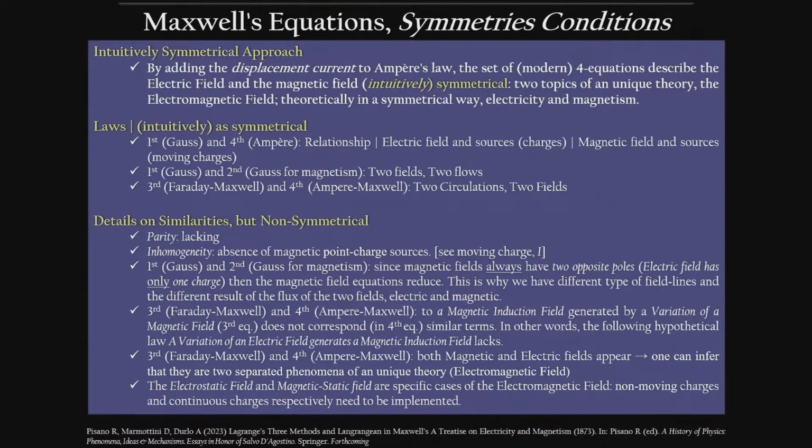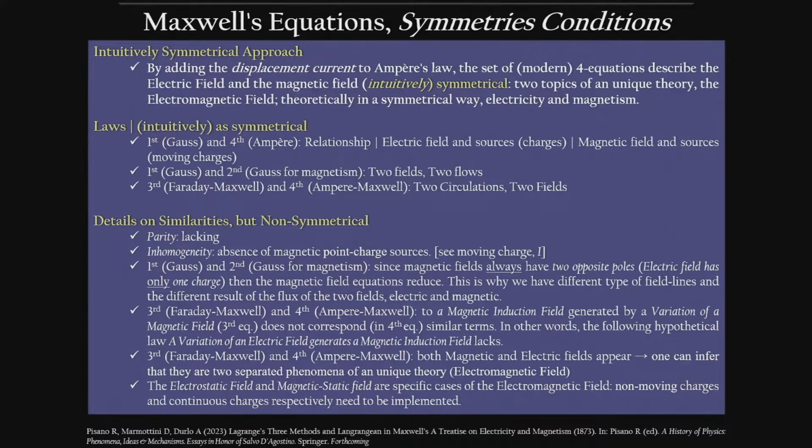First of all, the first Gauss and the third Ampere relationship: electric field and source, magnetic field and the source, moving charge. The first and second, two fields, two flows. In this sense, we can talk about a symmetrical point of view between two fields, two theories. The third, Faraday-Maxwell, and the Ampere-Maxwell, two circulations, two fields. But parity, as we call it today, is lacking.